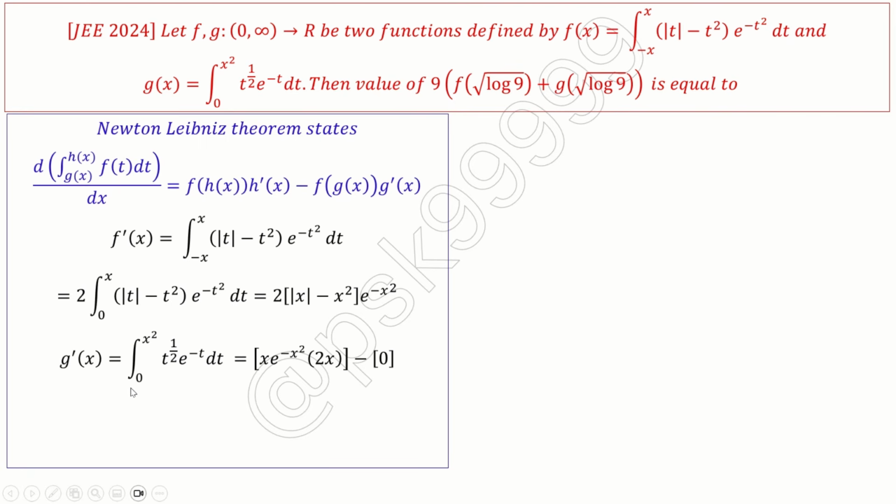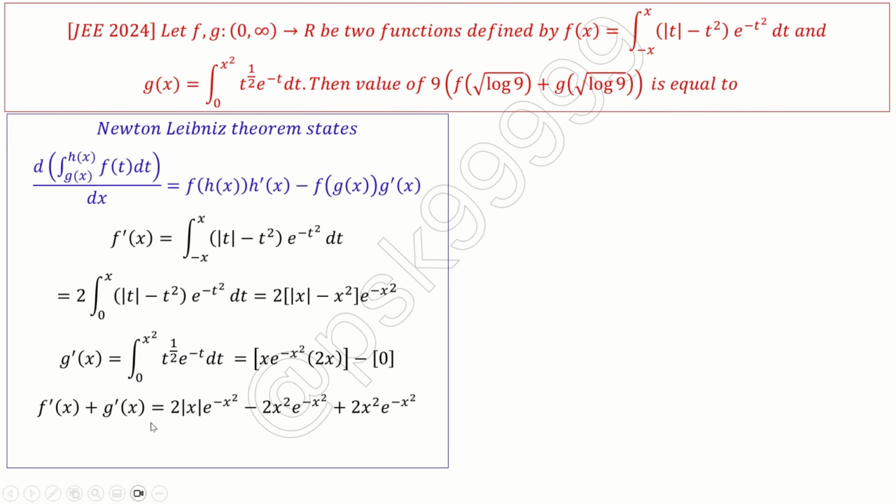Now the second part, g dash x, is the integral from 0 to x square of t to the power of half into e to the power of minus t dt. If I put t as x square, x square whole to the power of half is x, so x into e to the power of minus x square. And the differentiation of x square is 2x. And minus, if I substitute 0, it will anyway become 0 because there is a t term here. My g dash x is nothing but this one: 2x square e to the power of minus x square.